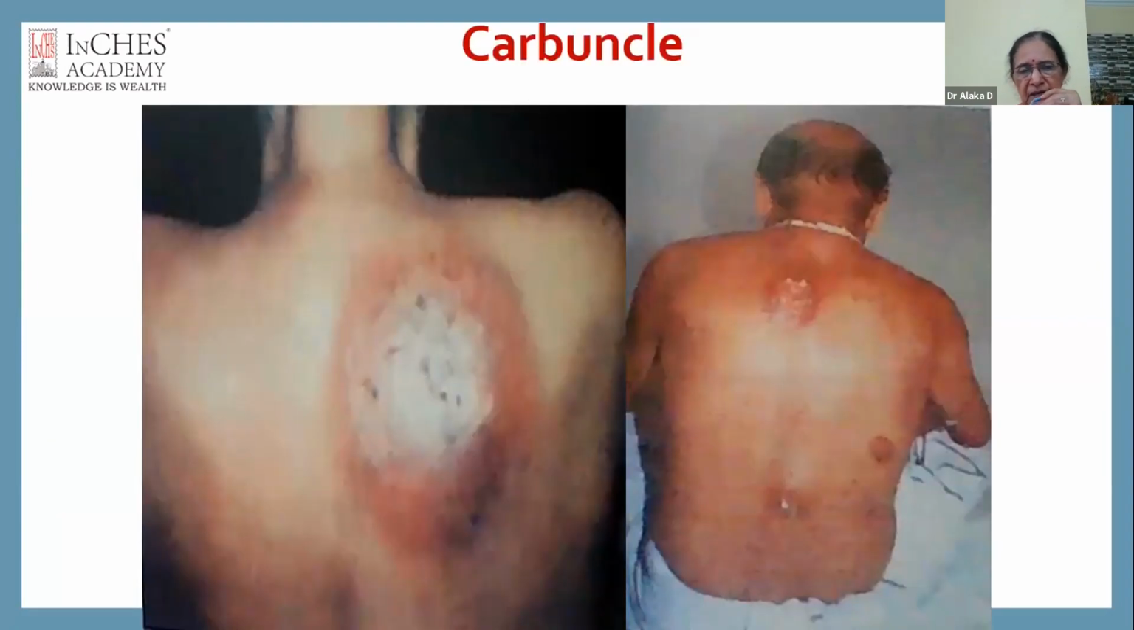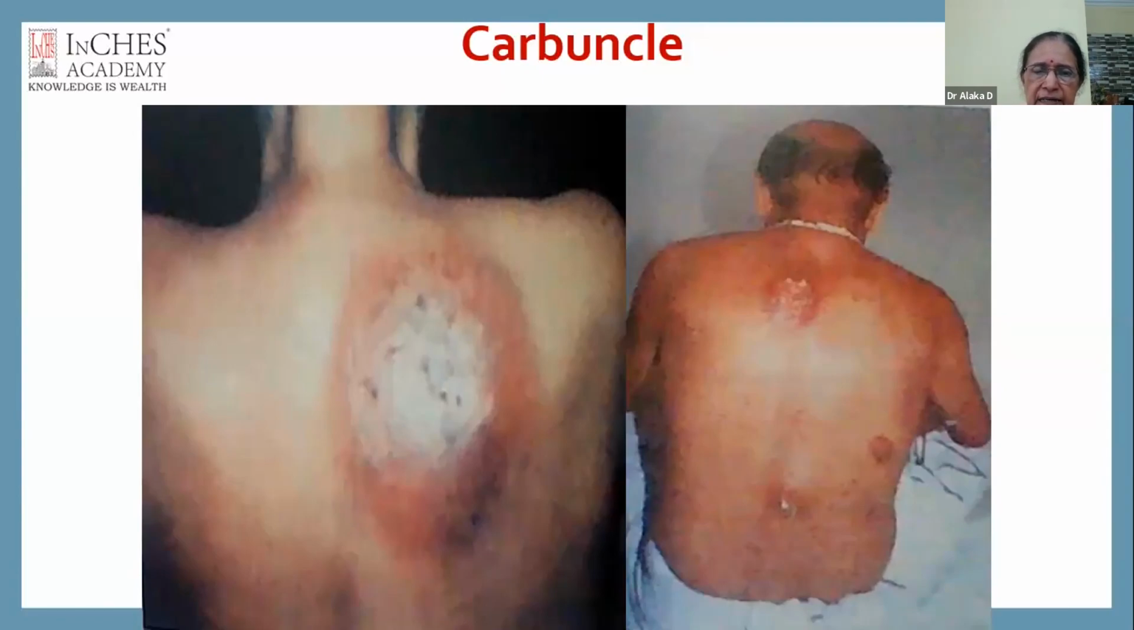And this is carbuncle. You can see the carbuncle, how big the abscess is formed. On the other side, you are seeing multiple carbuncles. And that is because of the severe diabetes. The patient has never cared to control his blood sugar. Okay. And this is the result that happens. These are staphylococcal or streptococcal infections. Most often, if it is staphylococcal, it is resistant to quite a few antibiotics.